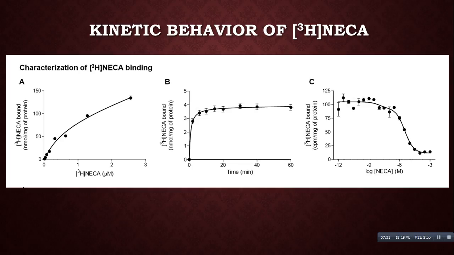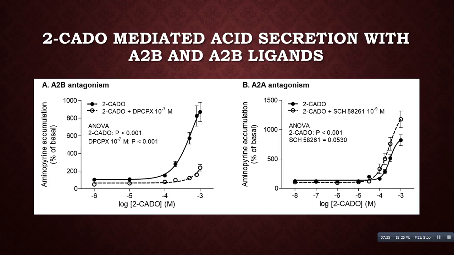The 2-CADO is also an agonist for the A2B receptors, and to analyze the involvement of the A2B in the process of gastric acid secretion, they measured the aminopyrine accumulation to determine the acid production under increasing concentrations of CADO. In these graphs, you can see the increase of the secretion and the corresponding standard deviations.